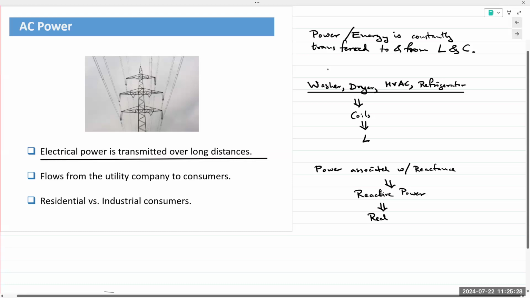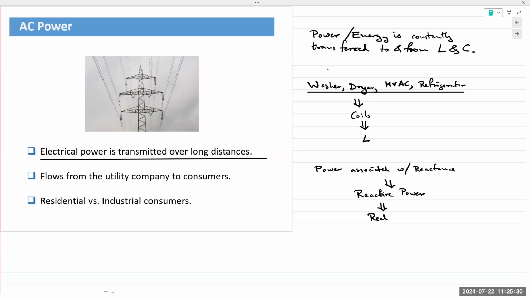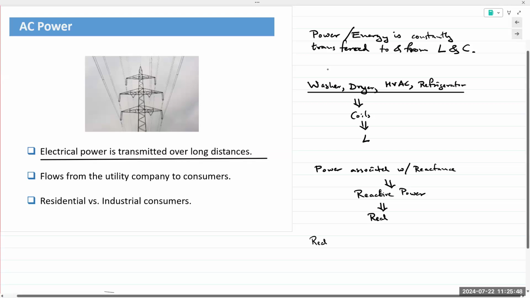When you first turn it on, that motor inside the washer requires electrical power. That electrical power is split in two parts. Mathematically, we can separate it into two parts. We can say that there is a real component to that power, and then there is a reactive component to that power. So real power and reactive power is the total power that is required for that appliance.